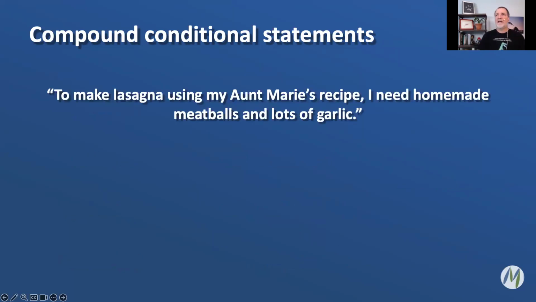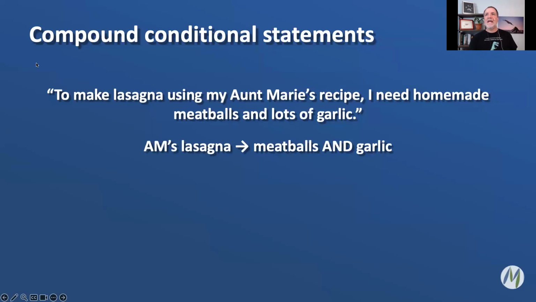So, for example, I like to use my Aunt Marie. She's in her 90s. She makes fantastic lasagna. And this is a true statement: to make lasagna using my Aunt Marie's recipe, I need homemade meatballs and lots of garlic. So notice this is conditional, right? If I make Aunt Marie's lasagna, then it is required to have meatballs and garlic.